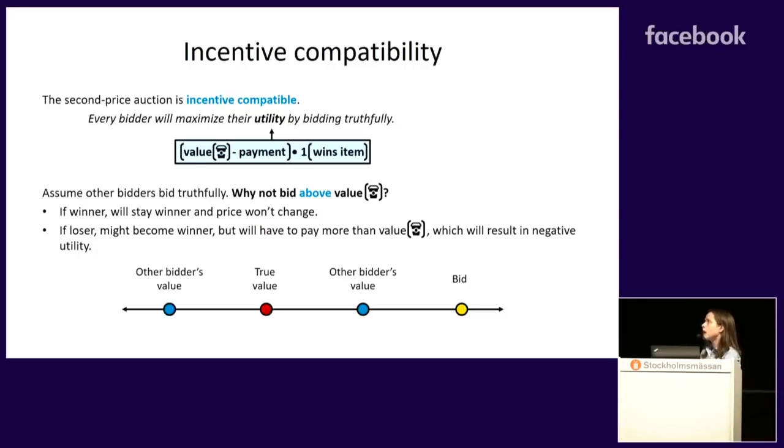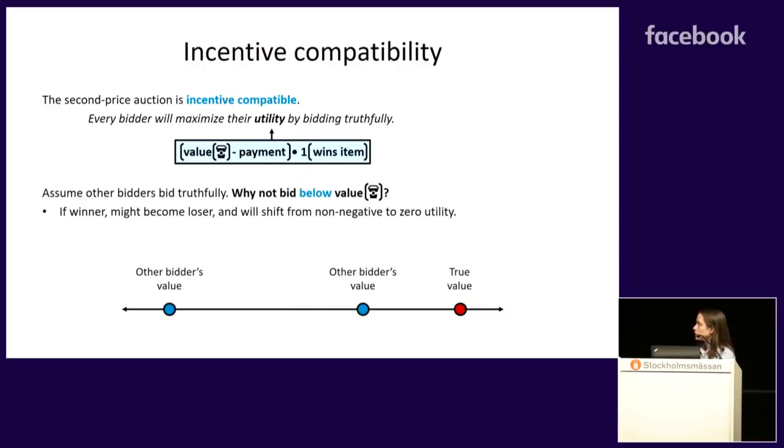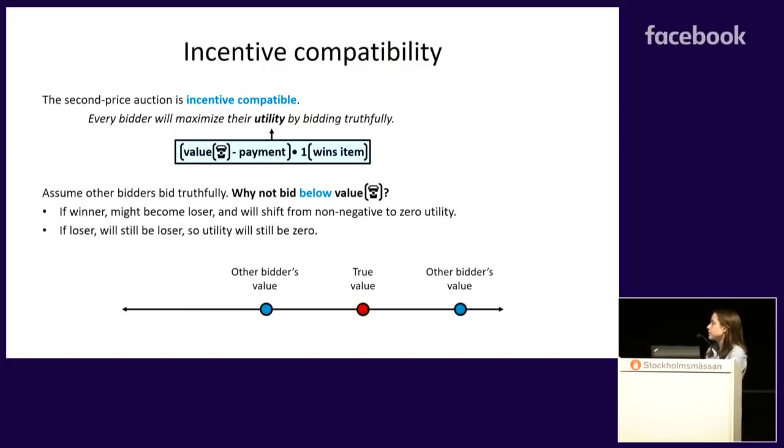Okay, so we've seen why I wouldn't want to bid above my own value. So why wouldn't I want to bid below my value either? Well, if I'm the winner, I might become the loser, but that means that I shifted from a non-negative utility to 0 utility. So I have no incentive to do this. And finally, if I'm the loser and I shift my bid even lower, then I'm still going to lose. So I have no incentive to bid untruthfully in this scenario either. So we've seen I don't want to bid above my value, I don't want to bid below my value, so I might as well bid my own value.